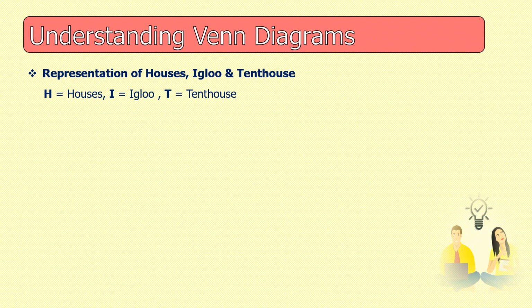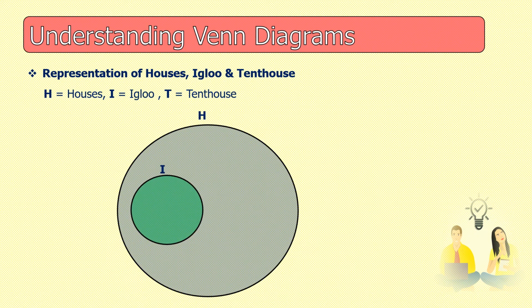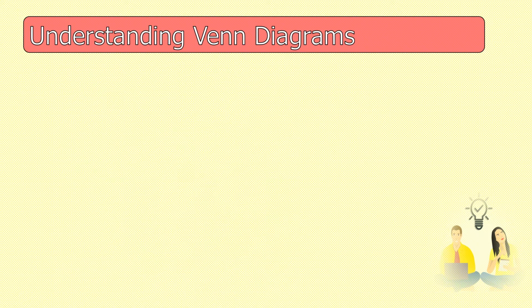Representation of houses, igloo and tent house. Houses. All igloos are also types of houses. Tent house is also a type of house. But igloos are not tent houses and tent houses are not igloos. So they will not overlap.